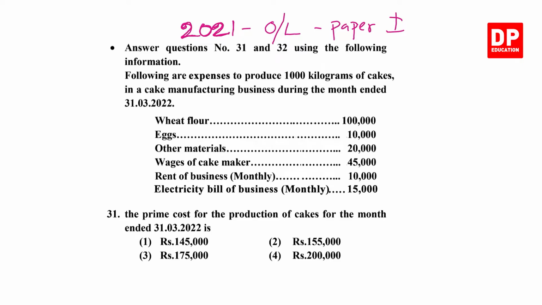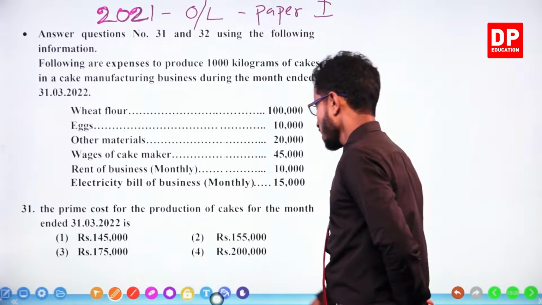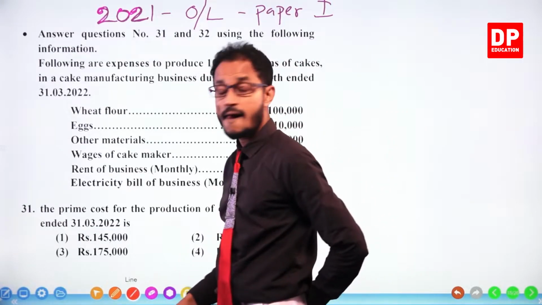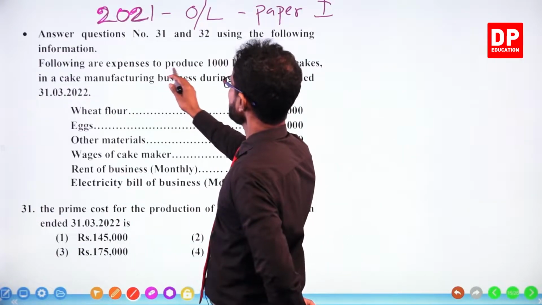Answer questions number 31 and 32 using the following information. Following are expenses to produce 1000 kilograms of cakes. Now this is a manufacturing business. Producing means manufacturing.